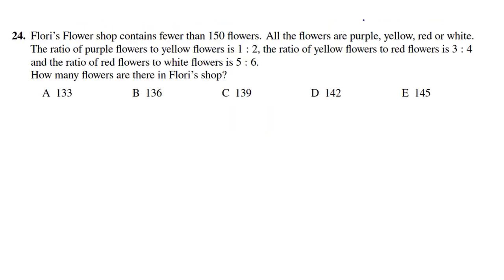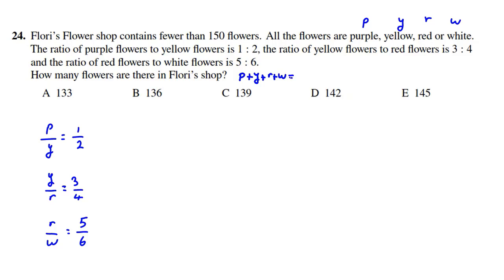Okay, let's consider P, Y, R, W for these things, and then ratio of purple flowers to yellow flowers. So P over yellow. Pay attention here, all letters are different. It's okay. For example, if we had two things that had same first letter, we should change them to not have careless mistake. So it is 1 over 2. Yellow to red, y over r is 3 over 4. The ratio of red flowers to white flowers, red to w, is 5 over 6. How many flowers are there in Flory's shop? We want what? P plus y plus r plus w is what?